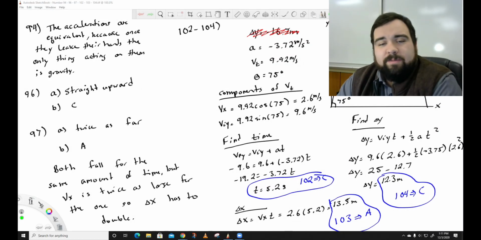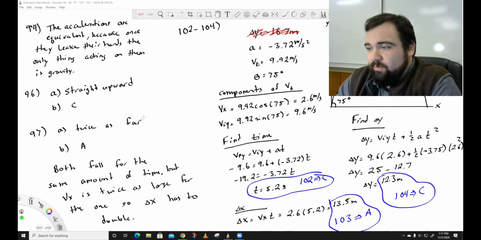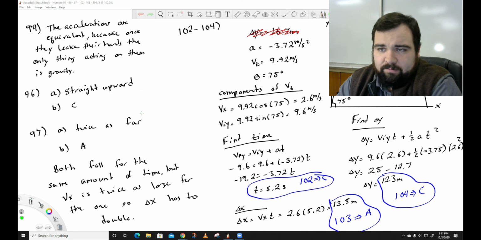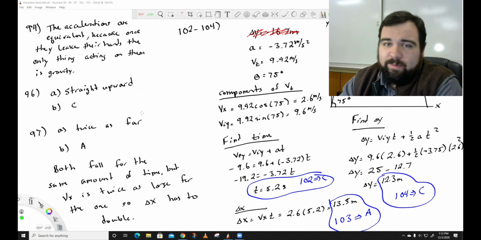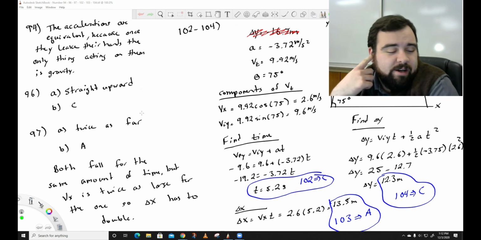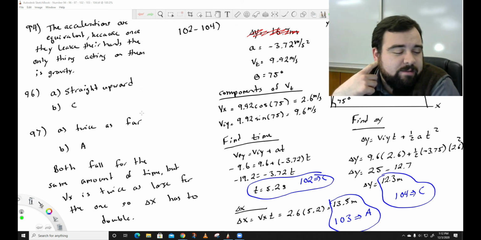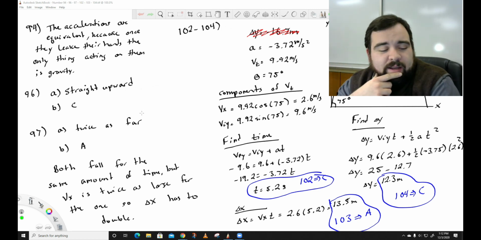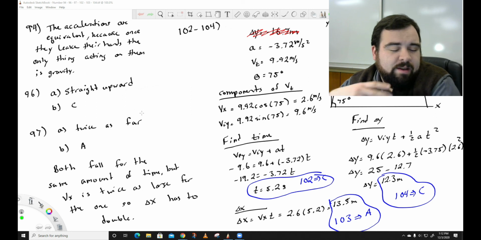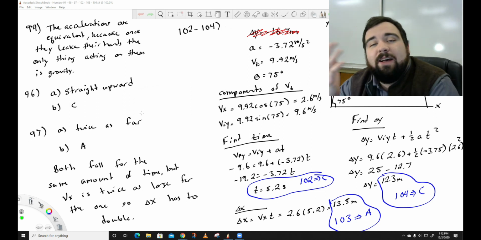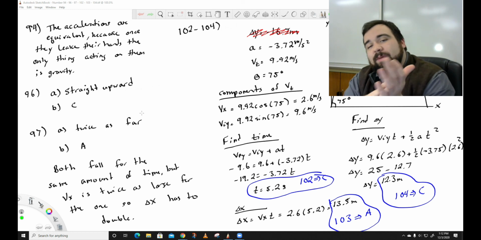Alright, so to finish things up here, we have 94 through 104. It's asked, you have two people that throw snowballs off of a rooftop, and one of them throws it horizontally outward, and one of them throws it straight down. It asks, once they're in flight, how do their accelerations compare?